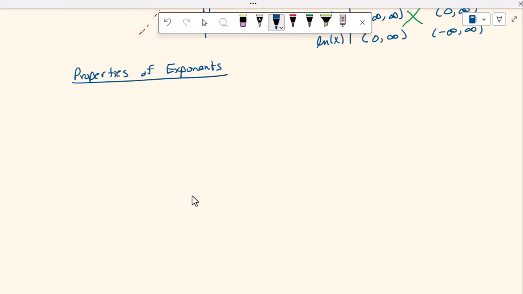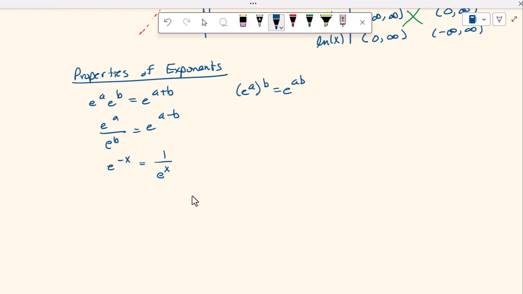Okay. So first of all, if I multiply like bases, my shortcut rule is to add exponents. If I divide like bases, my shortcut rule is to subtract exponents. If I want to talk about a negative exponent, I could rewrite that with a positive exponent by reciprocating. And if I want to raise a power to a power, I multiply the powers. A couple of other things that we've talked about. e to the 0 is 1, and e to the first is e.